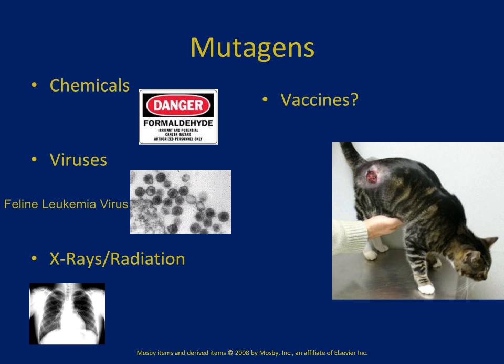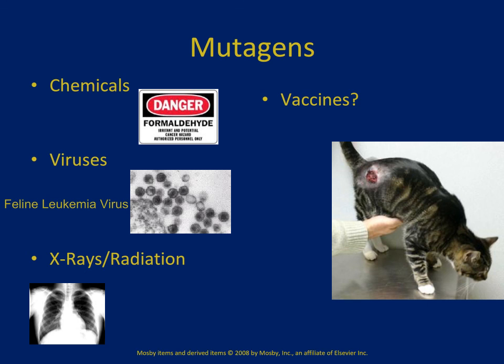Other examples include, of course, x-ray radiation. We know that x-rays are useful for diagnosing patients with fractures of bones and so forth, but that we want to minimize our scatter radiation that we incur by wearing our lead aprons and vests and so forth, because too much radiation can, of course, lead to mutation and cancer. And, of course, some viruses can actually lead to cancers. For example, the feline leukemia virus, FeLV, can cause leukemia, which is a type of cancer of the bloodstream.